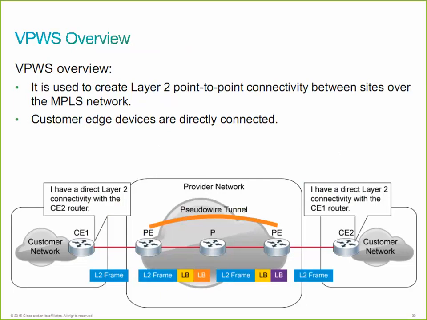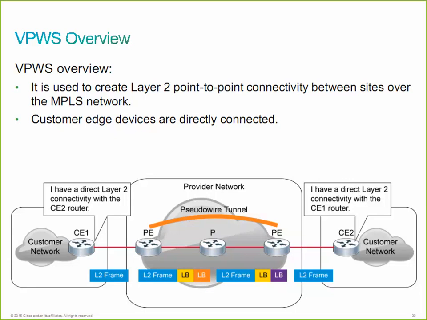Just like we saw in the previous example, there are 2 labels when packets get forwarded over the network. The inner label is used to identify not the customer in this case, but the pseudo wire. The outer label is my switching label that allows me to forward that traffic from one side of the MPLS network to the other side. Okay?